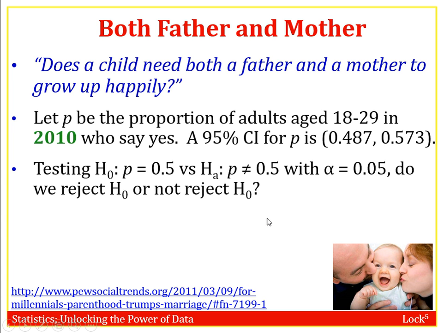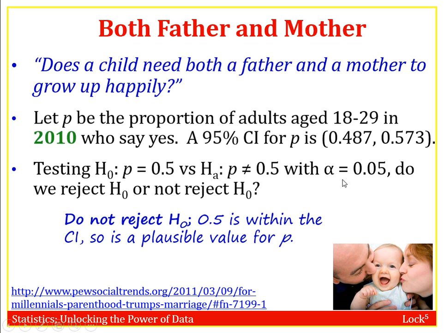Now, does every child need both the father and mother? Well, our proportion from our 2010 survey, our 95% confidence interval, was 0.487 to 0.573. Well, your null hypothesis would be 50% or 0.5. Now, 0.5 is within that plausible range of values of your confidence interval, so you would not reject your null hypothesis because it falls within that confidence interval.